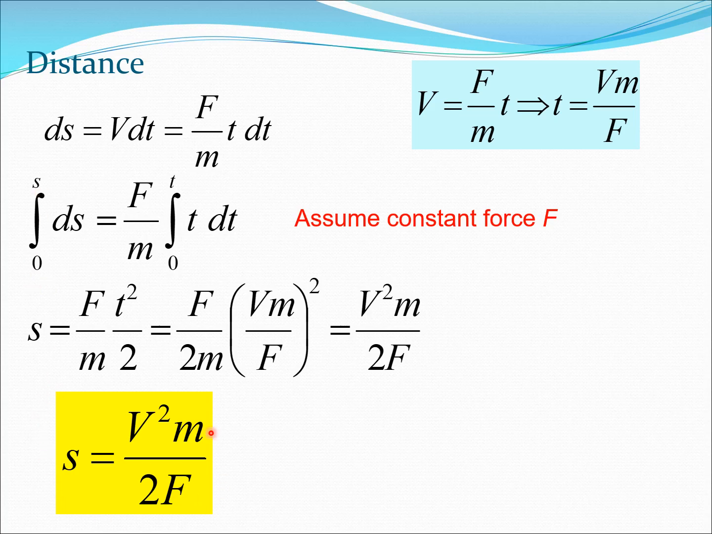Now of course we can look at this formula very carefully because this is something which we are going to use later. The fact that S is V square m by 2F, and we are going to try to calculate the force F, which is constant when it acts on the aircraft.